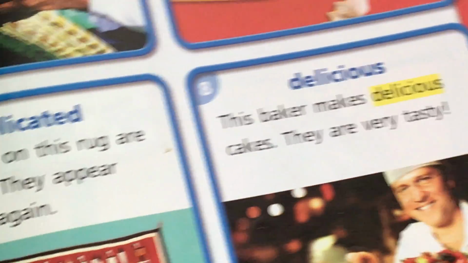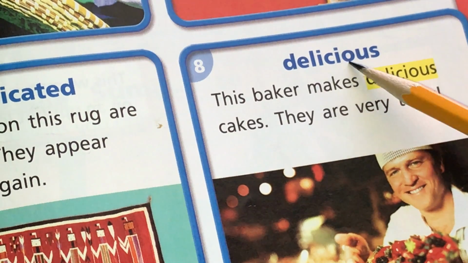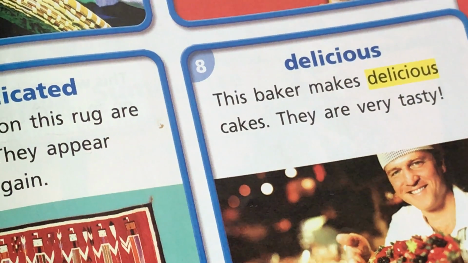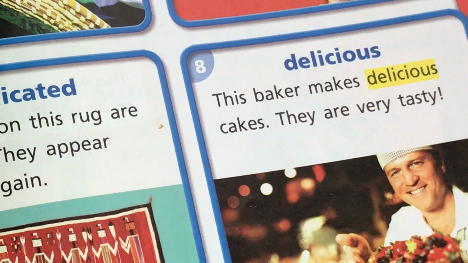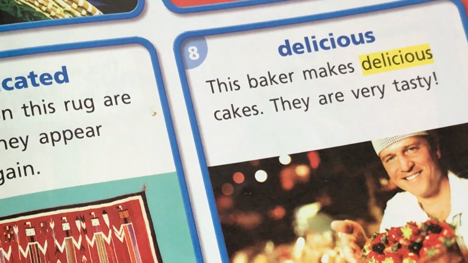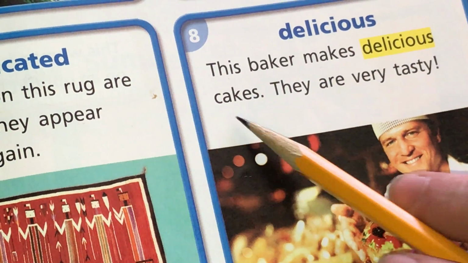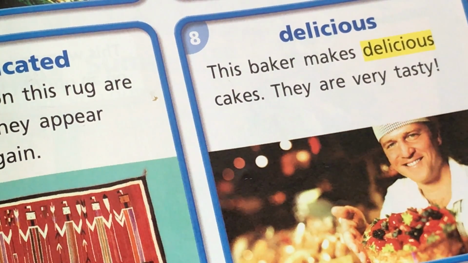The last vocabulary word before we begin to read the story is delicious. What do you think delicious means? Tastes really good. Tastes really good, that's right. This baker makes delicious cakes. They are very tasty.